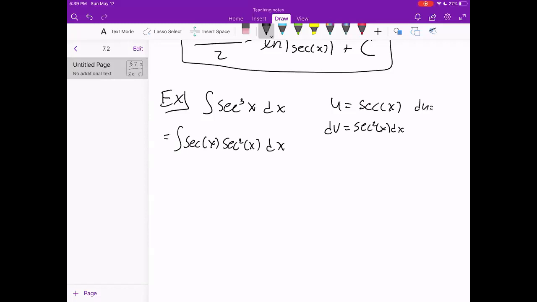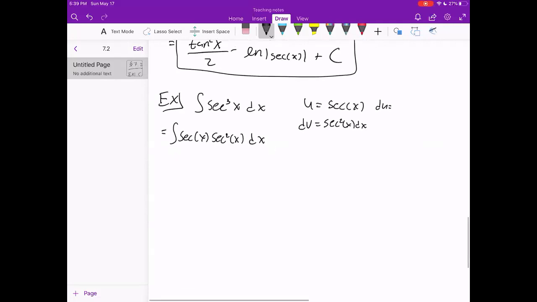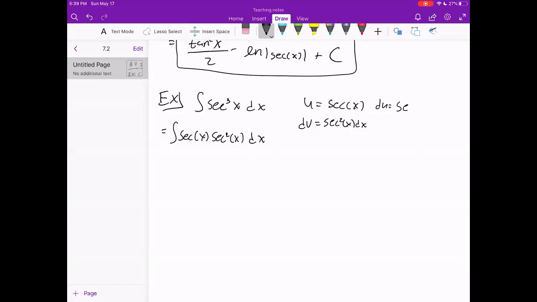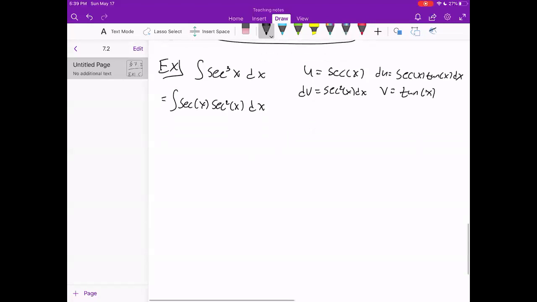For du, the derivative of secant is secant tangent. I'm going to give myself a little more room here. So du is secant x tangent x dx. If I integrate dv, the integral of secant squared is tangent. And now I do integration by parts.